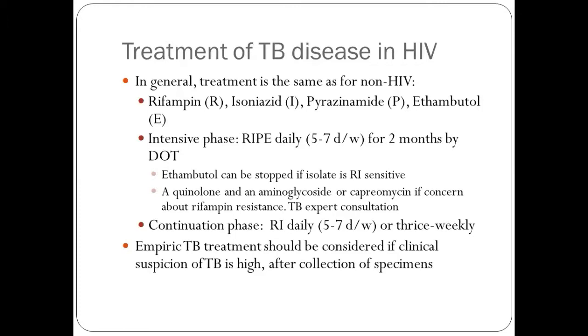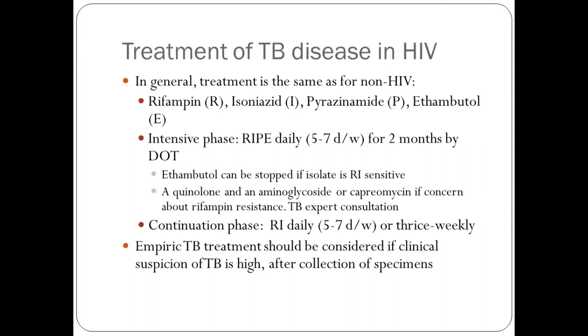In general, the treatment is the same as for non-HIV infected patients. And we have the usual 4 drugs, and you are very familiar with them. We have rifampin, isoniazid (INH), pyrazinamide, as well as ethambutol. So those are the 4 drugs that we will usually start in somebody who has tuberculosis, unless we're thinking about multi-drug resistant tuberculosis or resistance to rifampin, INH resistance, etc.